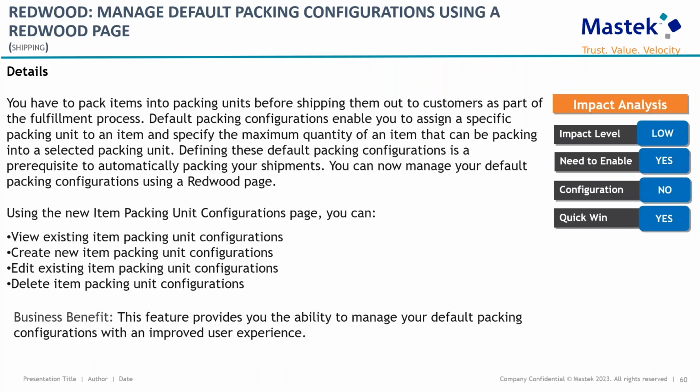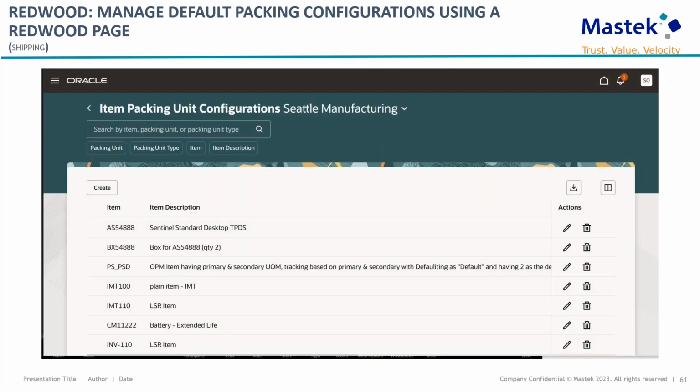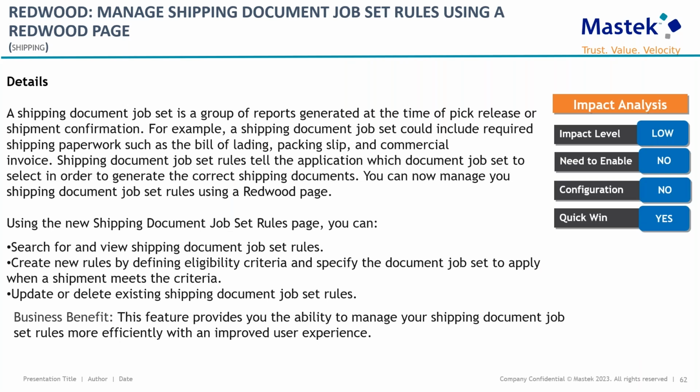The business benefit, this feature provides you the ability to manage default packing configuration with the Redwood interface. The impact is low. We do have to manually enable this feature. There's no configuration required, and it's a quick win for the business. Move on to the next new update in 25B, which is manage shipping document job set rules using a Redwood page.